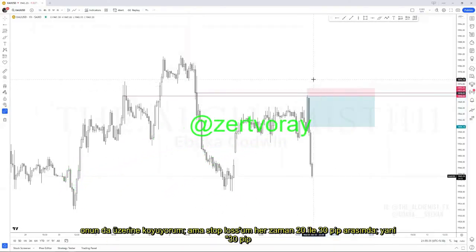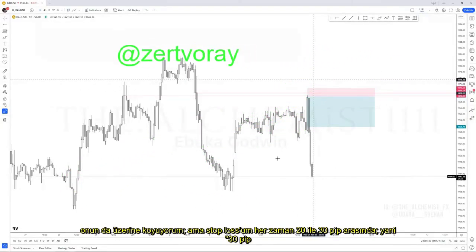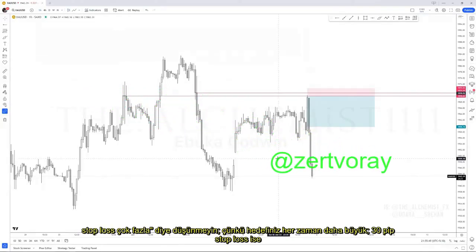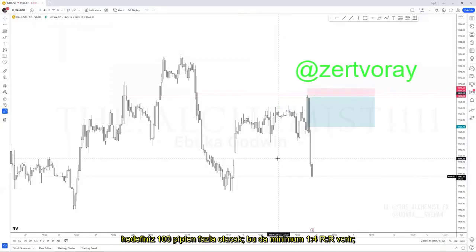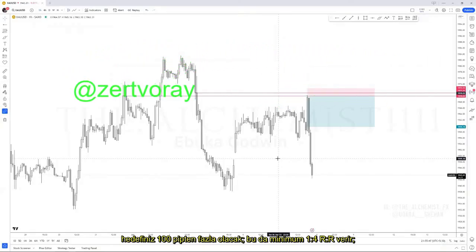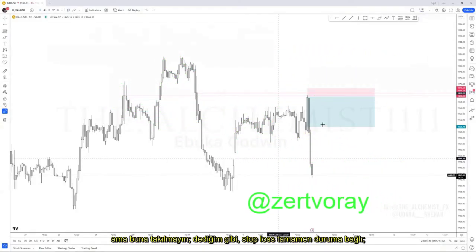But my stop loss is always between 20 to 30 pips. Don't think, oh, 30 pips stop loss. Don't worry, because your target is always more. If it's a 30 pips stop loss, your target is going to be more than 100 pips, which will give you at least a 1 to 4 minimum. But don't think about that.